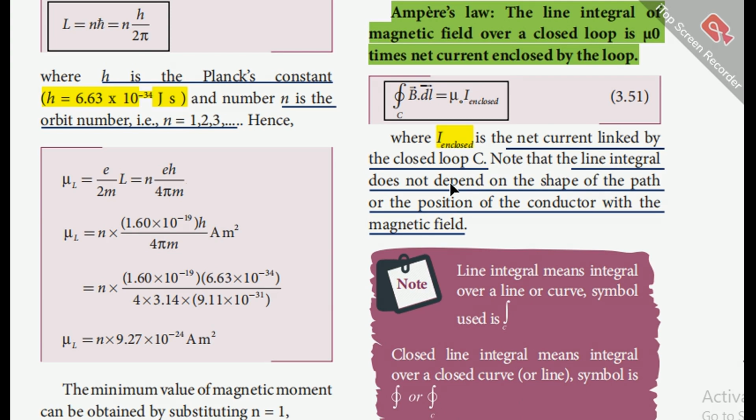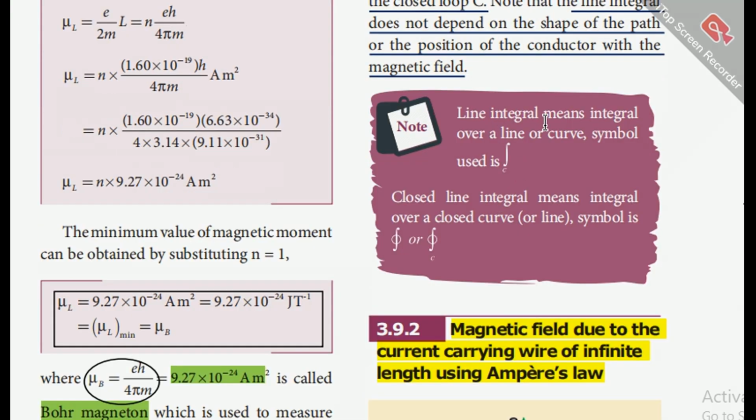Note that the line integral does not depend on the shape of the path or the position of the conductor with the magnetic field. The integral over a line or curve, the symbol used is like this. Whereas the closed line integral means integral over a closed curve or line, symbol is like this, closed integral.